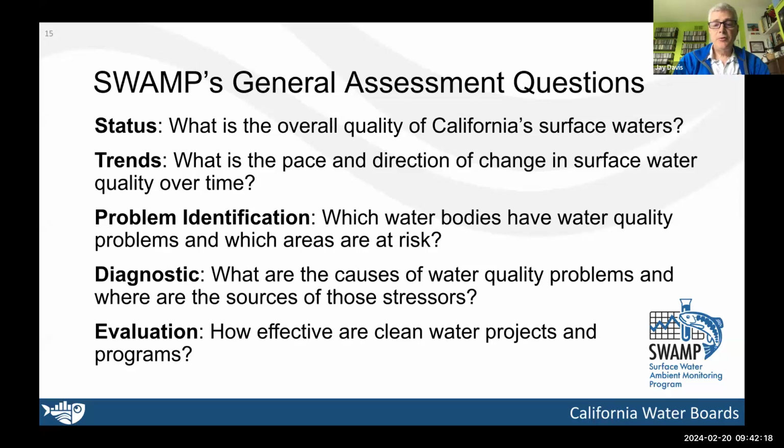Problem identification: which water bodies have problems, or which parts of a water body have problems? Diagnostic: what's causing the water quality problems? What are the sources of the contamination? And then evaluation is aimed at the management actions and whether they're effective in cleaning up the contamination in a water body, or are actions making things worse?